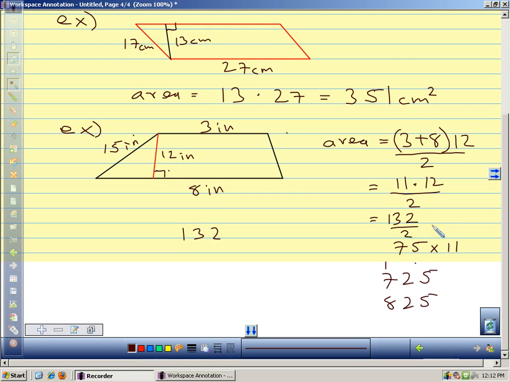So our answer here, now that we've taken this detour, is 132 divided by 2, which equals 66 inches squared. And that is our area of our trapezoid.